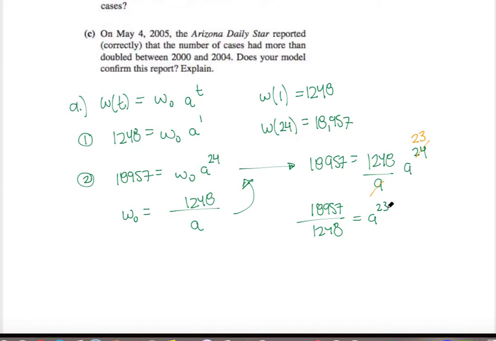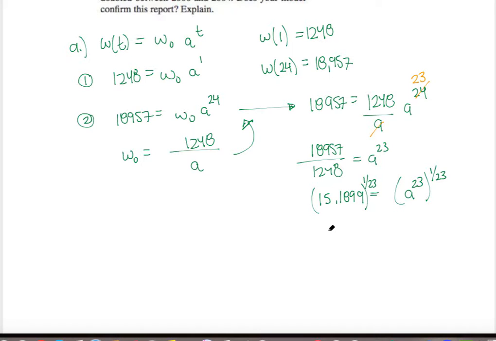So we have 18,957 divided by 1248 is equal to A raised to the 23rd power. So plugging this into our calculator, we have 18,957 divided by 1248, which is 15.1899, set equal to A to the 23rd. And we're just going to take both sides to the 1/23rd power to get rid of the 23rd power for A. And this gives us a value for A of 1.12557.